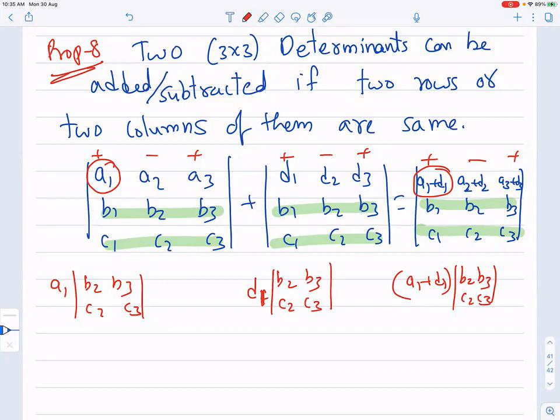Students, yes or no? If you write 2B1, 2B2, 2B3, then this would have been wrong, because we are not getting the addition of these two. And a similar thing is going to happen to the other elements also.